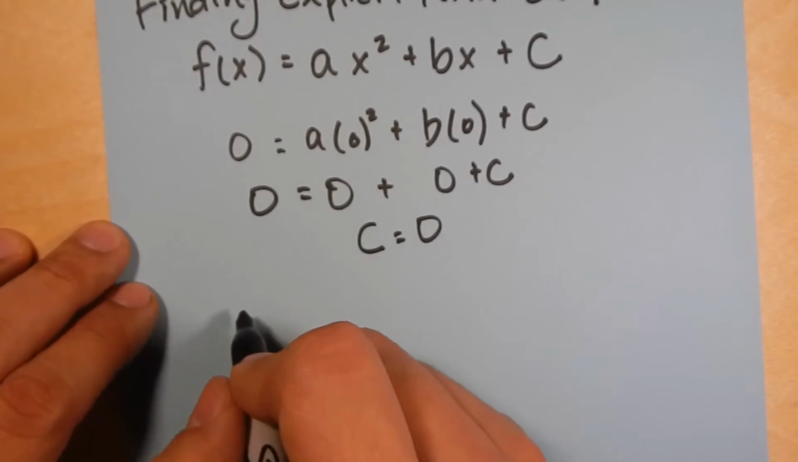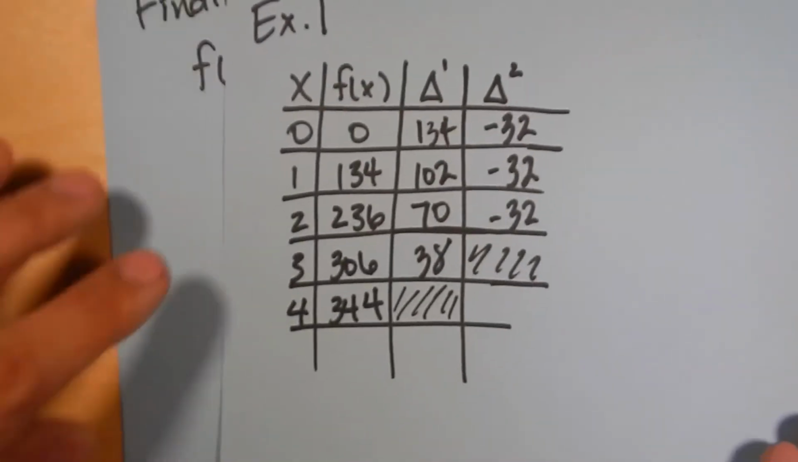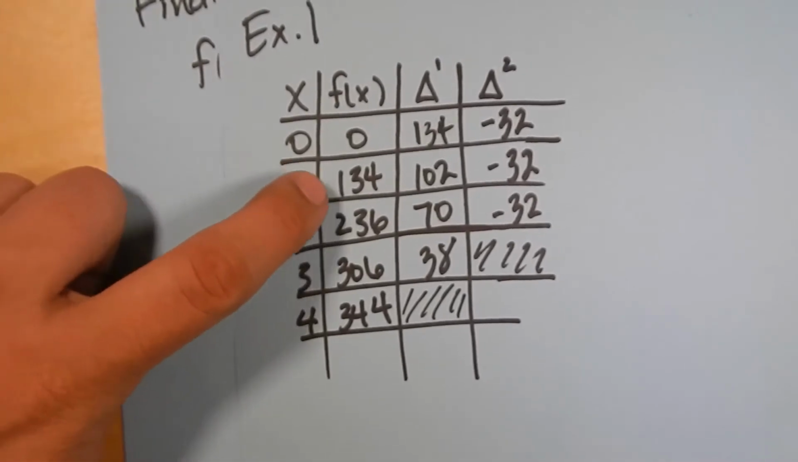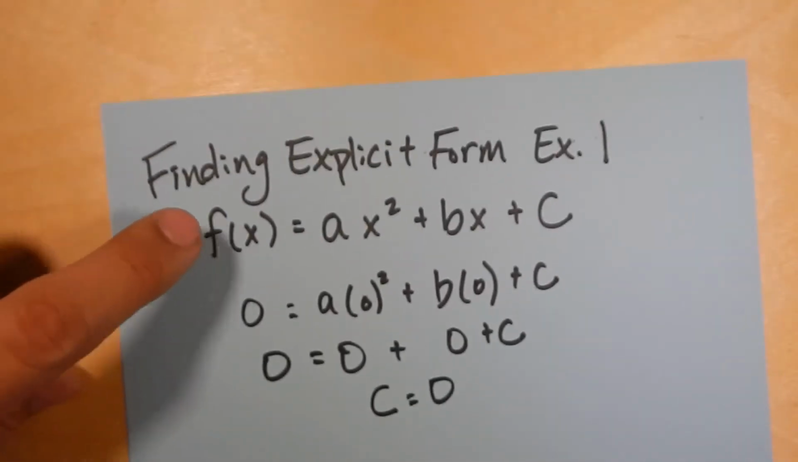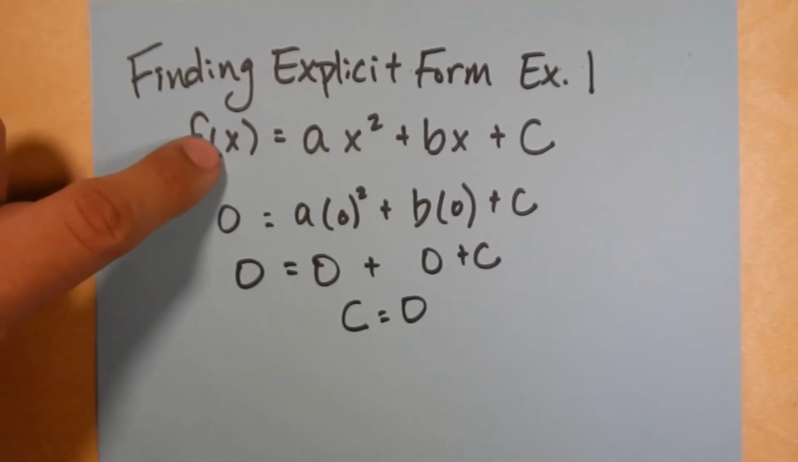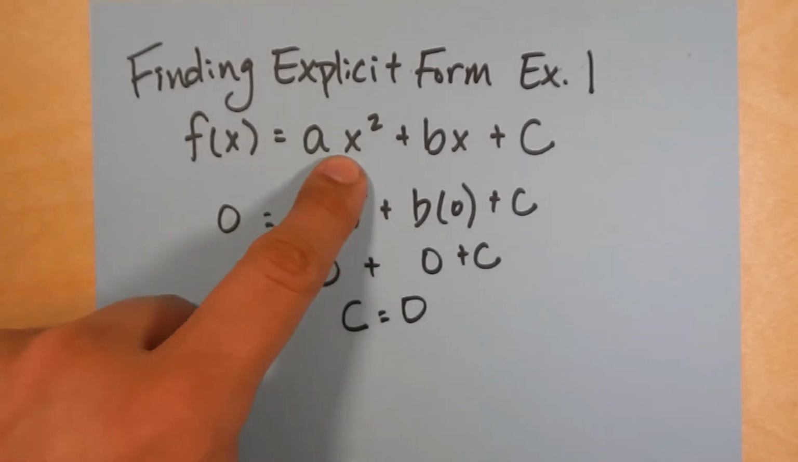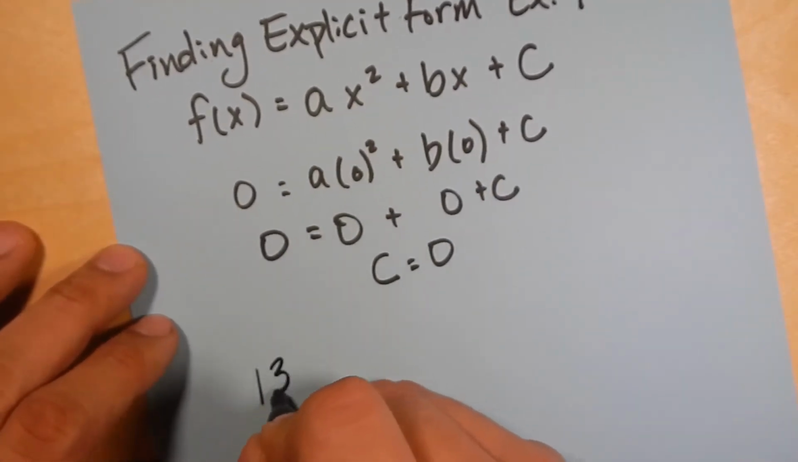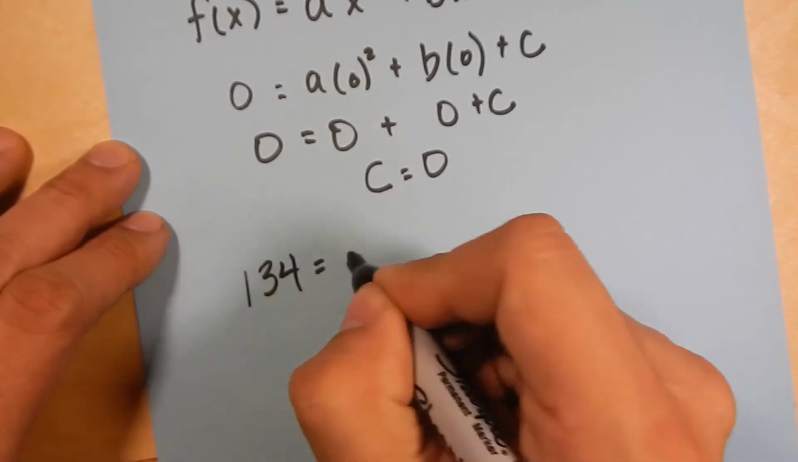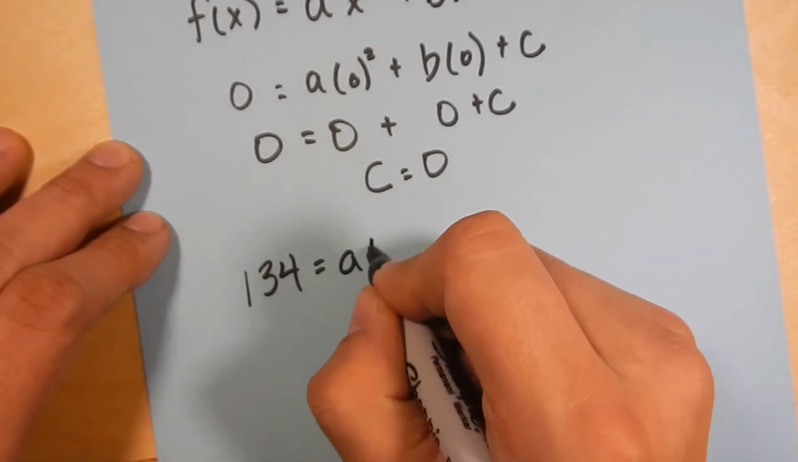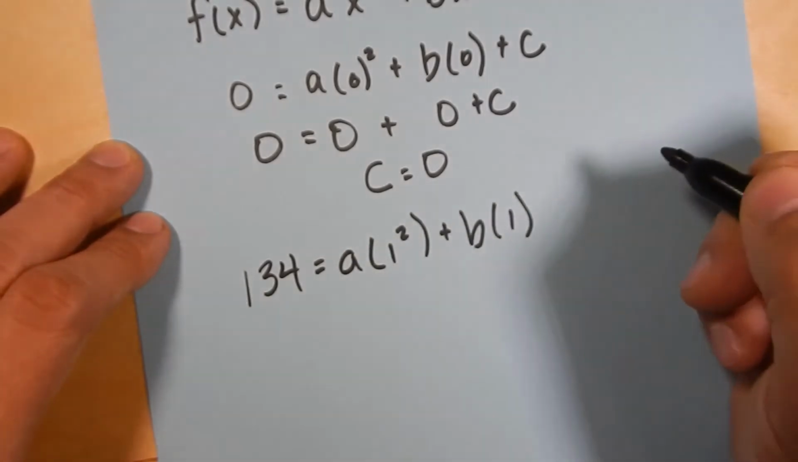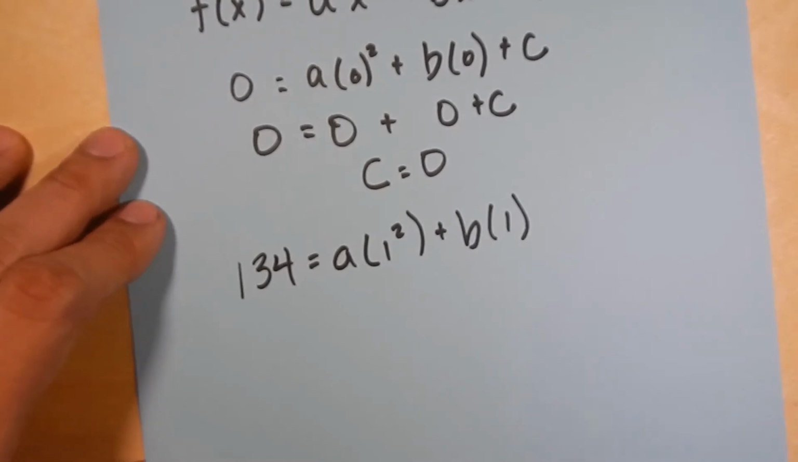Now, if we look at f of 1, this is where things get a little more interesting. So if x is 1 and f of 1 here is 134, we have this form, but we're just replacing the output with 134 and the input with what we put in to get that. That was 1 here and here. So 134, make sure everybody can see, is a times 1 squared plus b times 1 plus c, which we know is 0. So I'm just going to leave that out.